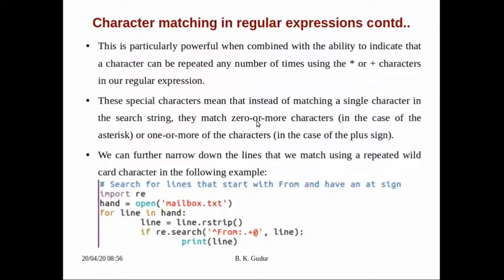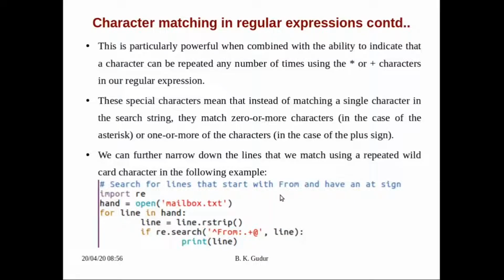So let us see this with examples. We can further narrow down the lines that we match using a repeated wildcard character in the following. Here, what we can do is add a dot, which is a wildcard character. So we search for a line that starts with From and has an @ sign. Here we are considering a different file. In that file, we want to search for those lines which start with From and that line should contain @. Very simple thing.